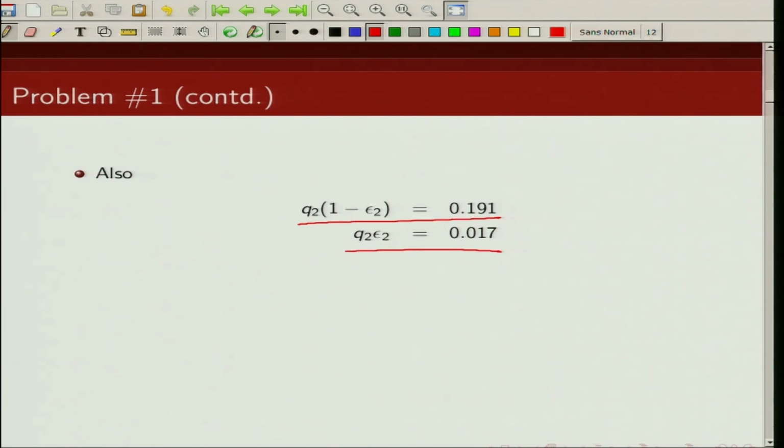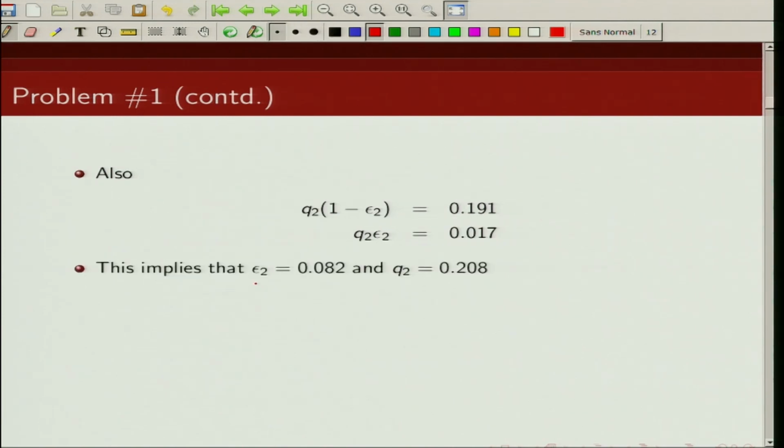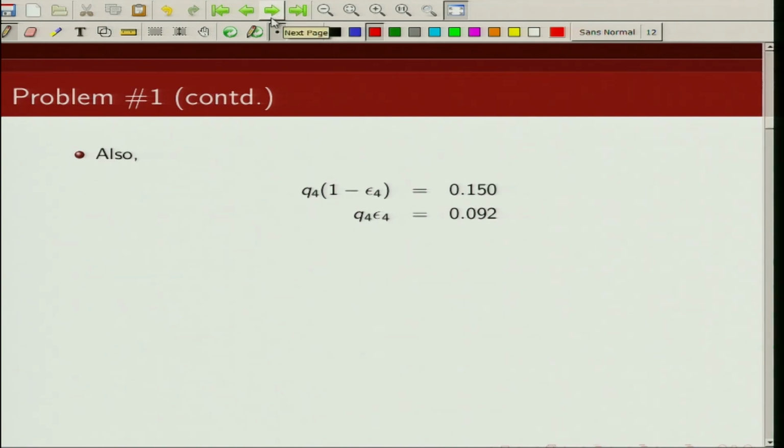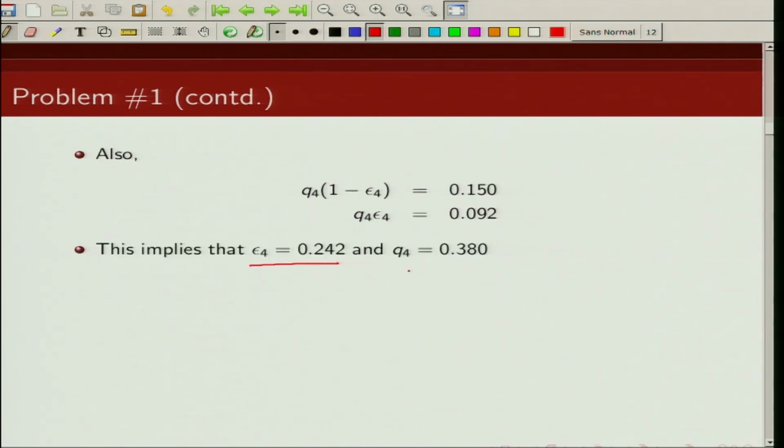Similarly, we can write this and solve for epsilon 2 and Q2. It's exactly the same procedure that we did to find Q1 and epsilon 1. We can repeat this process to get epsilon 3 and Q3. So this is the value of epsilon 2 and Q2, this is the value of epsilon 3 and Q3 that we get following the same procedure, and this is the value of epsilon 4 and Q4 that we get.